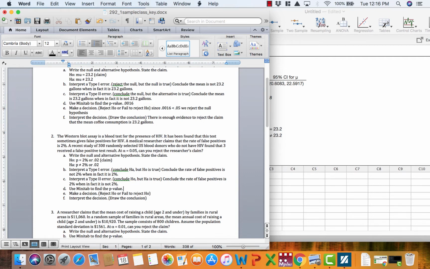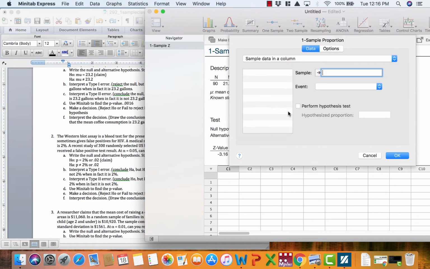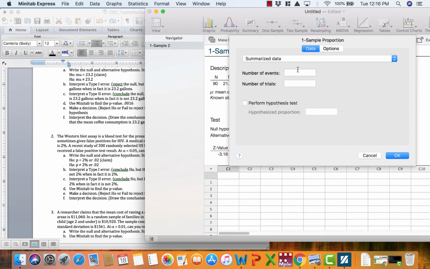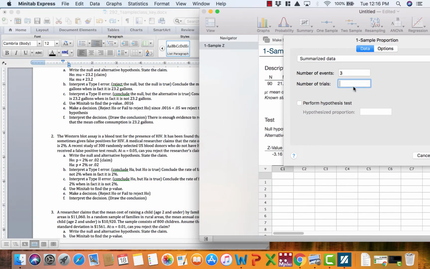Now we want to actually go over to Minitab and try to find the p-value for this problem. Again, this is a proportion one sample test. So we go into proportion. We have summarized data. Number of events would be the number of people in our sample that actually display the false positive. So that is our 3 people. And how many people are in the sample? That is the 300. We do want to perform a hypothesis test. And for the hypothesized proportion, now we actually have to convert to the decimal and type in 0.02.